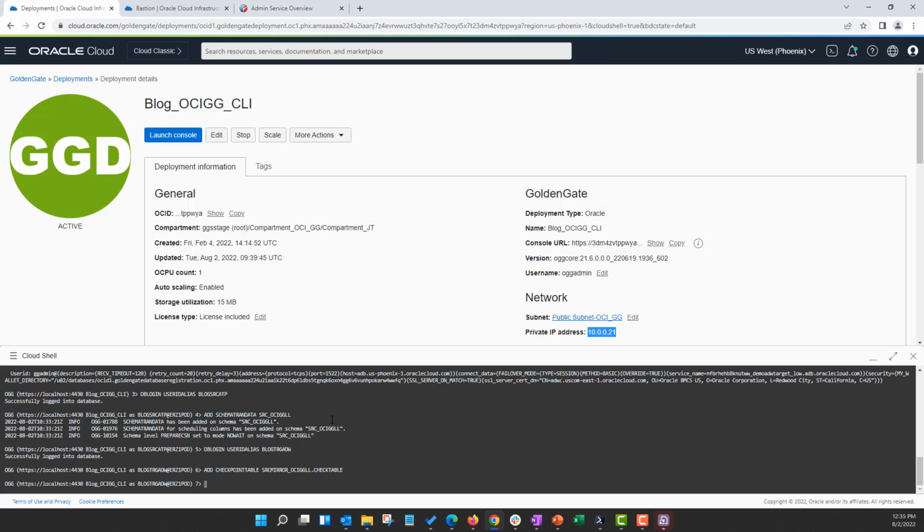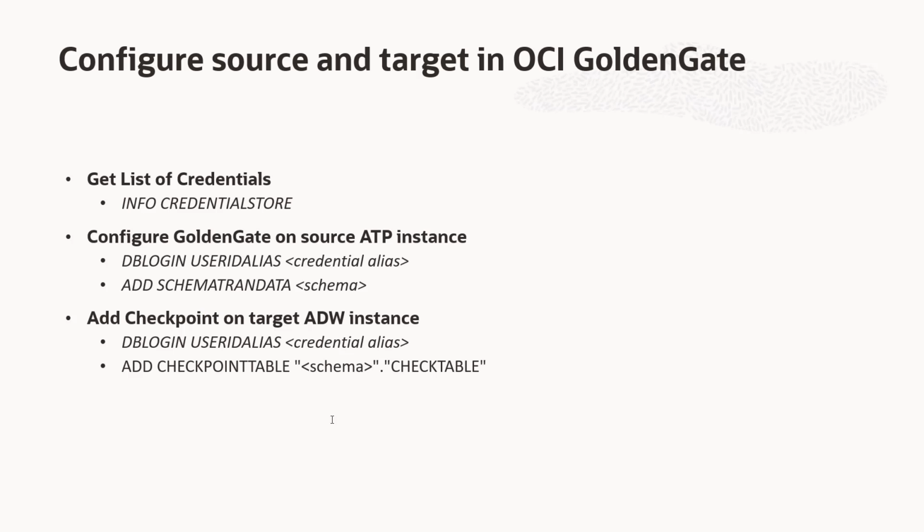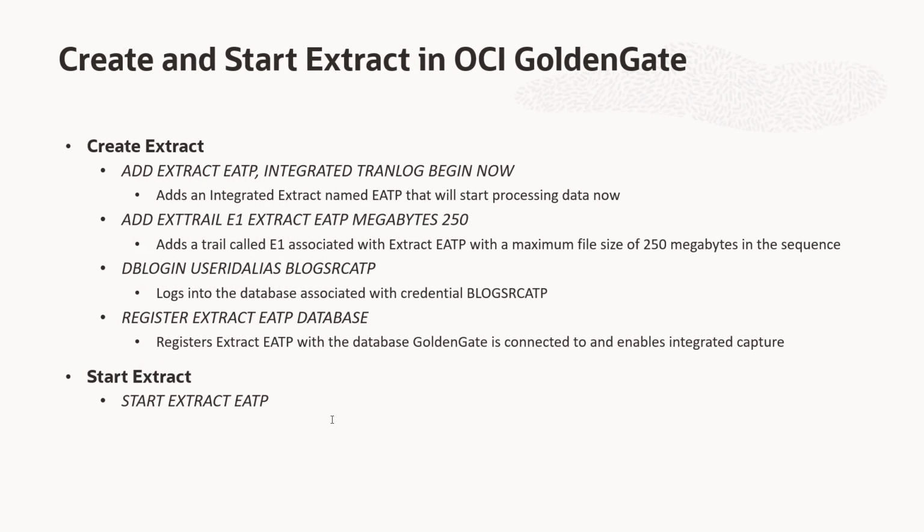To do so, we're going to go back to our slides and just review the commands that you need to run to create those processes. To create and start your extracts in OCI GoldenGate through Admin Client, you have a couple of commands that you can run. The first one at the top, which is the one we're going to run, is called add extract EATP, integrated tranlog, begin now. What this does is add an extract called EATP. The extract is going to be an integrated extract. We have several types of extracts, and that's one of them. And it's going to start processing the data right away.